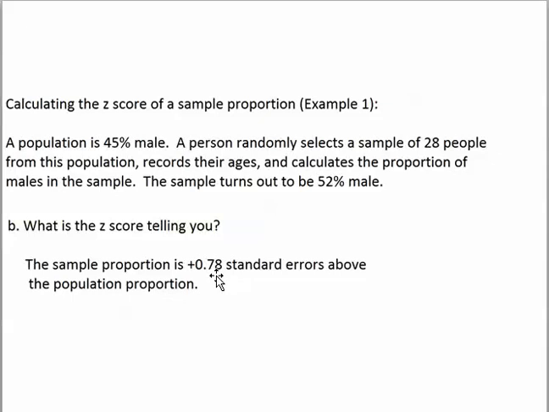Remember, I told you that the z-score of a sample mean is the number of standard errors that the sample mean differs from the population mean. And the z-score of a sample proportion right here is just the number of standard errors the sample proportion differs from the population proportion. It's the same concept.